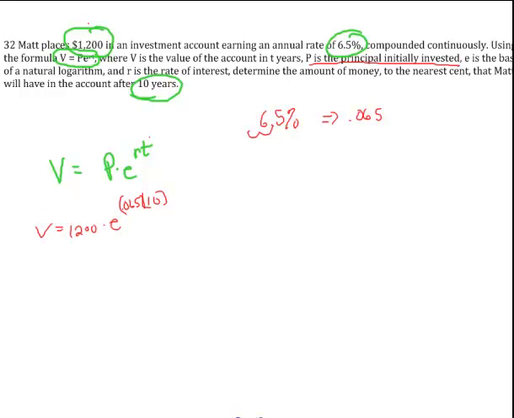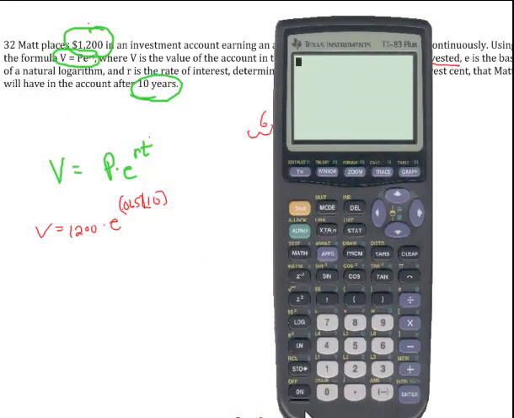And now to figure out V, I just put that all on the calculator. 1200 times E, which is right here above the division sign, raised to the 0.065 times 10. So I would have in my account after 10 years $2,298, and then I have to round that to the nearest cent, which is 65 cents.